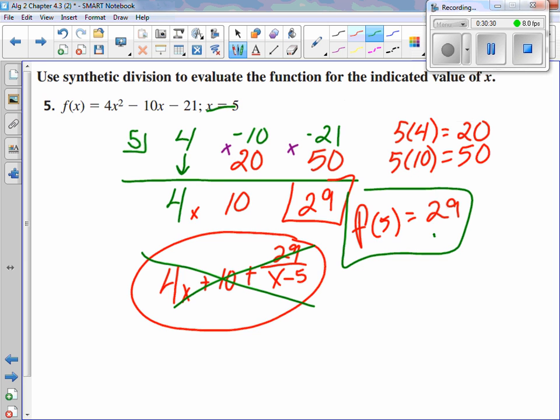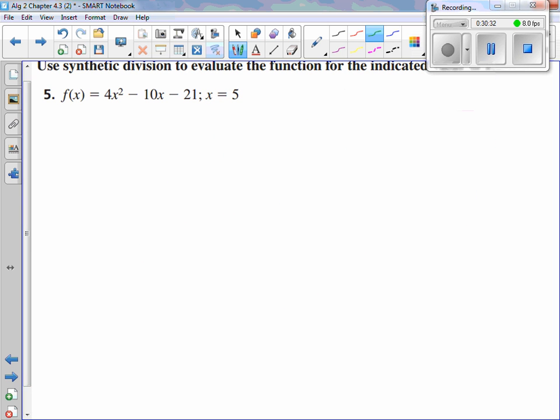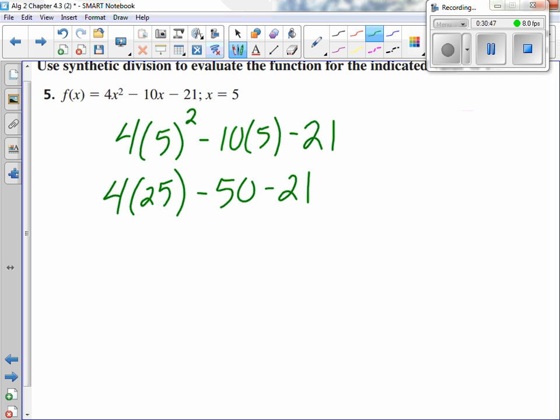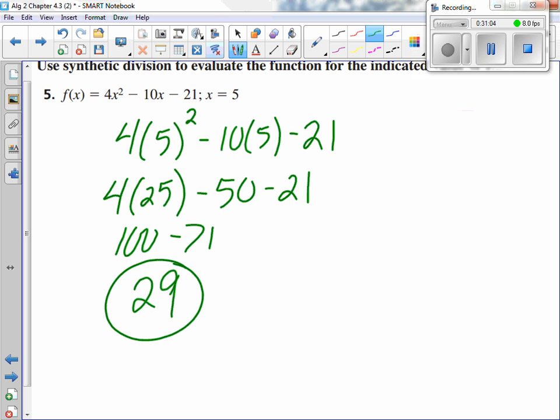Because this would be the same as saying, I'm going to erase this, 4 times 5 squared minus 10 times 5 minus 21. Well, 5 squared is 25. 5 times negative 10 would be negative 50 minus 21. Well, 4 times 25 is 100. Negative 50 minus 21 would not be 79. It would be 71.